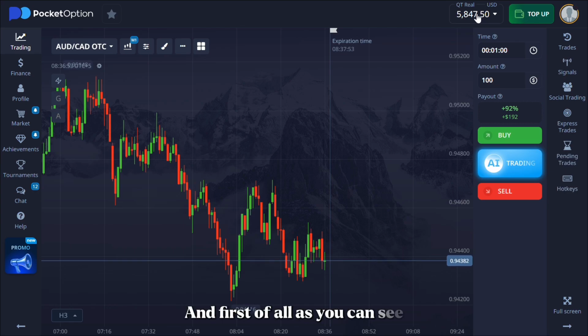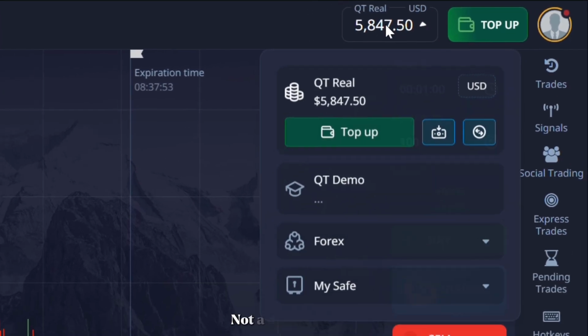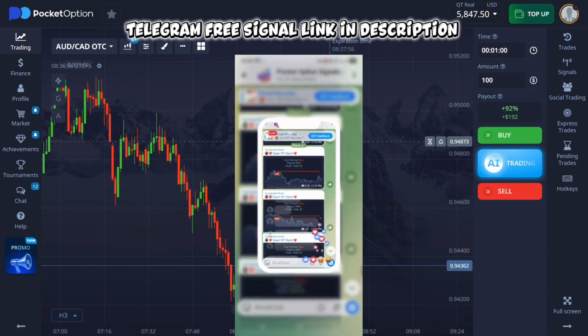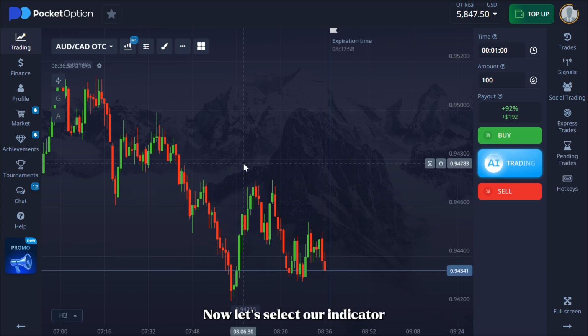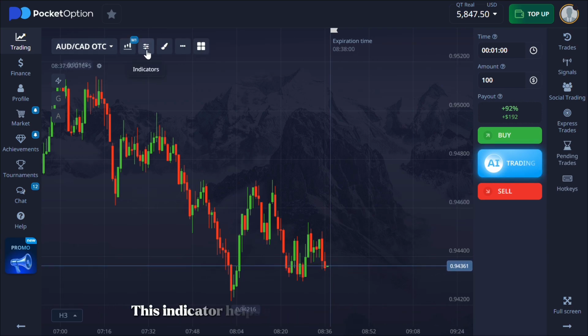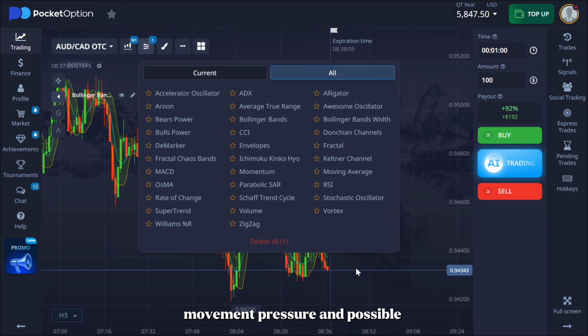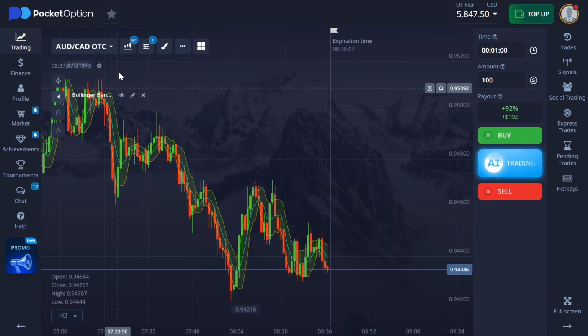And first of all, as you can see, this is our real account, not a demo account. You can check the balance yourself. Now let's select our indicator. And here we are using Bollinger Band. This indicator helps a lot in understanding market movement, pressure, and possible reversal points.